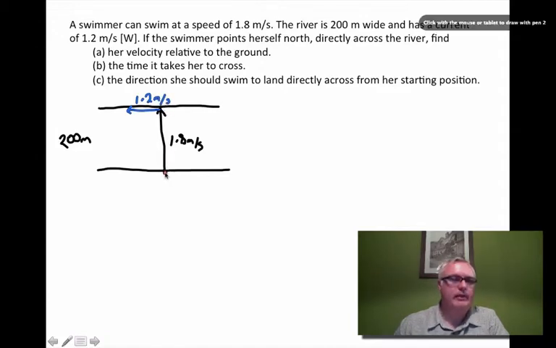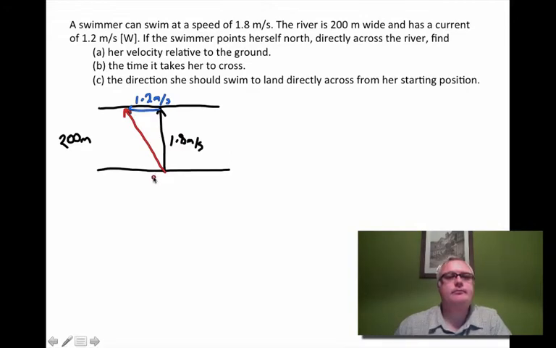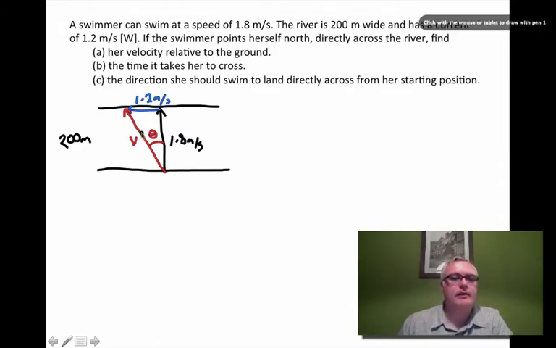So what that means is that the swimmer will be pushed by the current and will end up swimming in this direction. So we want to find this velocity. Obviously we need to know the length of this vector and also the direction that they end up heading. The good thing about this question is it's a nice right angle triangle because we're dealing with a swimmer pointing north and a river flowing west. So I can find the magnitude using Pythagoras.